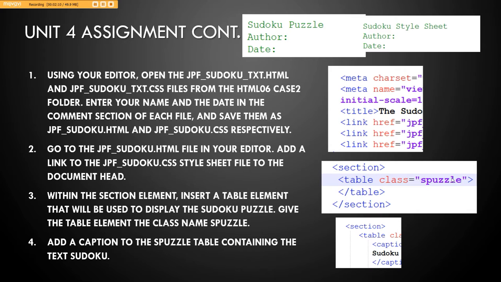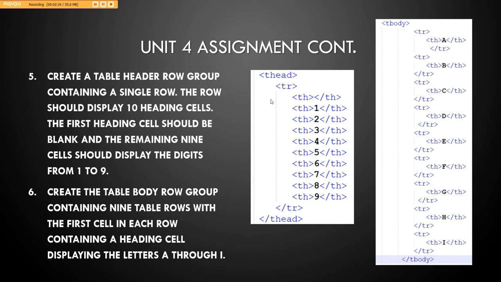So this is how you do that. And then you're going to add a caption, and you're going to use the text Sudoku. So right after the class, you're going to have your caption. Next, you're going to create a table header. So this is the table header, and it's going to have a group containing a single row. The row should display 10 heading cells. The first heading cell should be blank, and the remaining 9 are 1 through 9. So this is the blank one, and then 1 through 9.